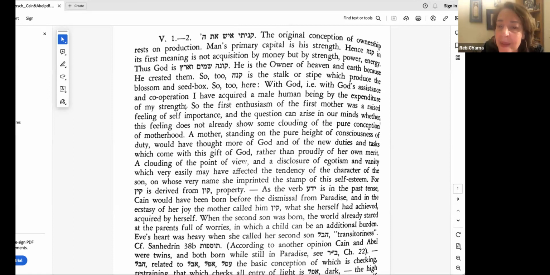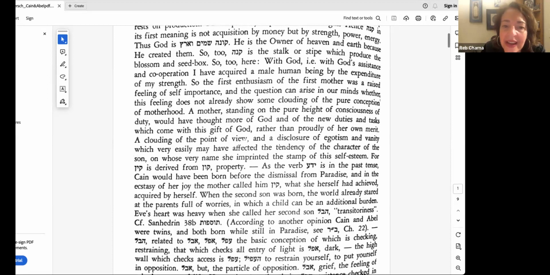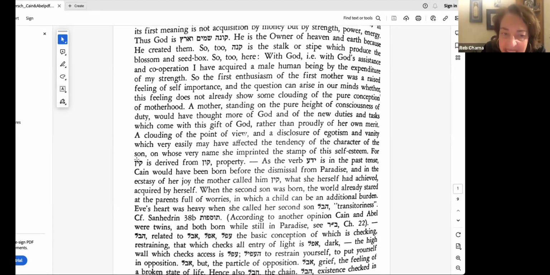And the question can arise in our minds whether this feeling does not already show some clouding of the pure conception of motherhood. Fascinating. A mother standing on the pure height of consciousness of duty would have thought more of God and of the new duties and tasks which come with this gift of God rather than proudly of her own merit. And so a clouding of the point of view and a disclosure of egotism and vanity, which very easily may have affected the tendency of the character of the son, on whose very name she imprinted the stamp of this self-esteem. Because as we said, kuf yud nun is derived from kuf vav nun, property.